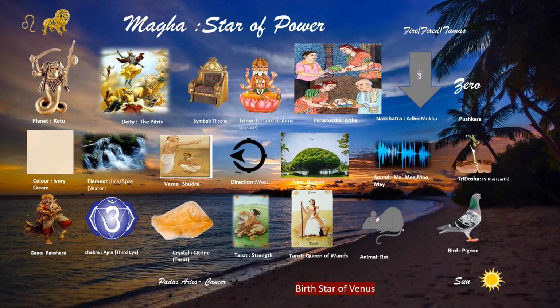This is Magha Nakshatra, the star of power, in all its themes and characteristics that are associated with it, that we use to analyze your birth chart. And Magha is also considered the birth star of Venus. And the padas here, as we went through, are from Aries to Cancer. The crystal here is the citrine, and the tarot is strength and the Queen of Wands.